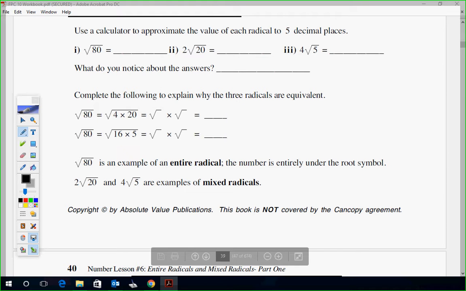Okay, so here, use a calculator to approximate these. So who's got a calculator in front of them? All right, Jake, can you put this one in your calculator? Who else? Caleb, do this one. Okay, and then, yeah, Calvin, do that one. Just tell me what they are. It says to 5 decimal places. Whenever you're ready, just let me know.